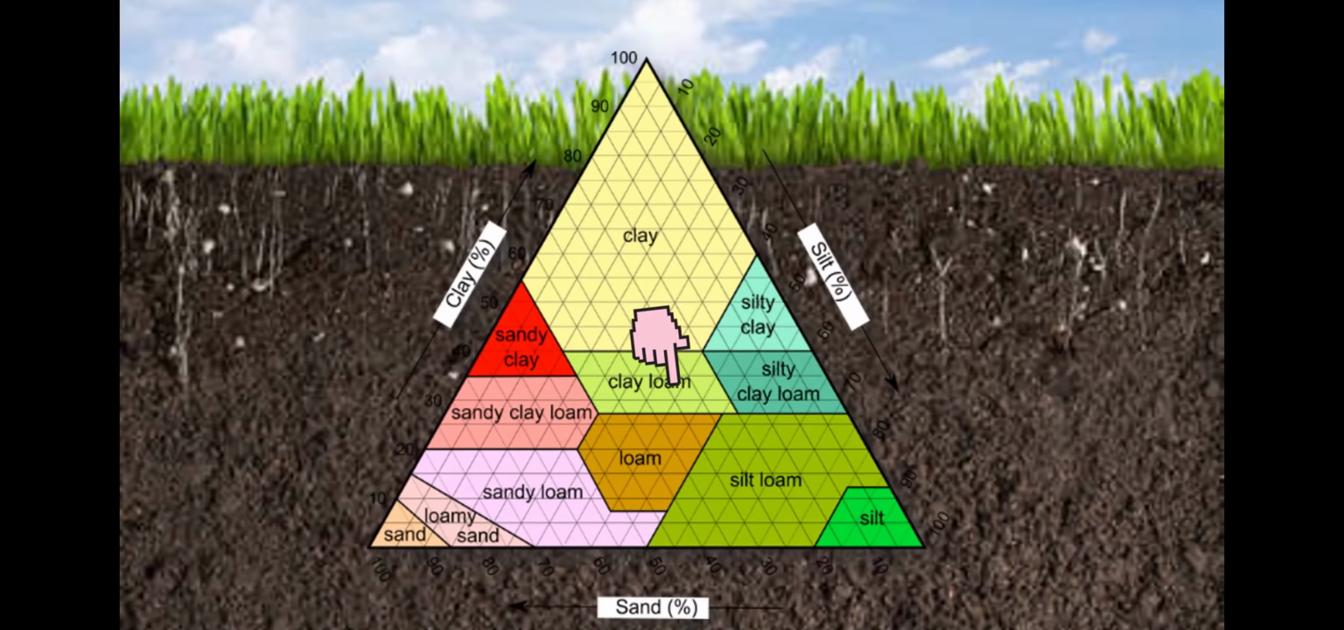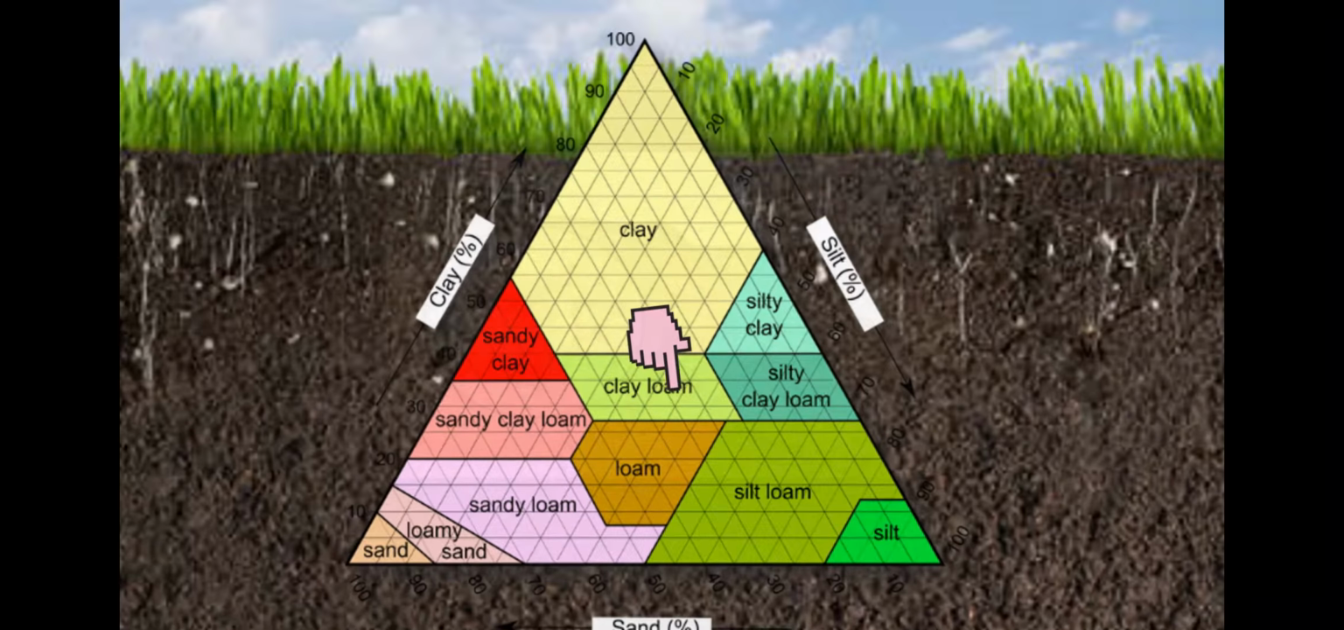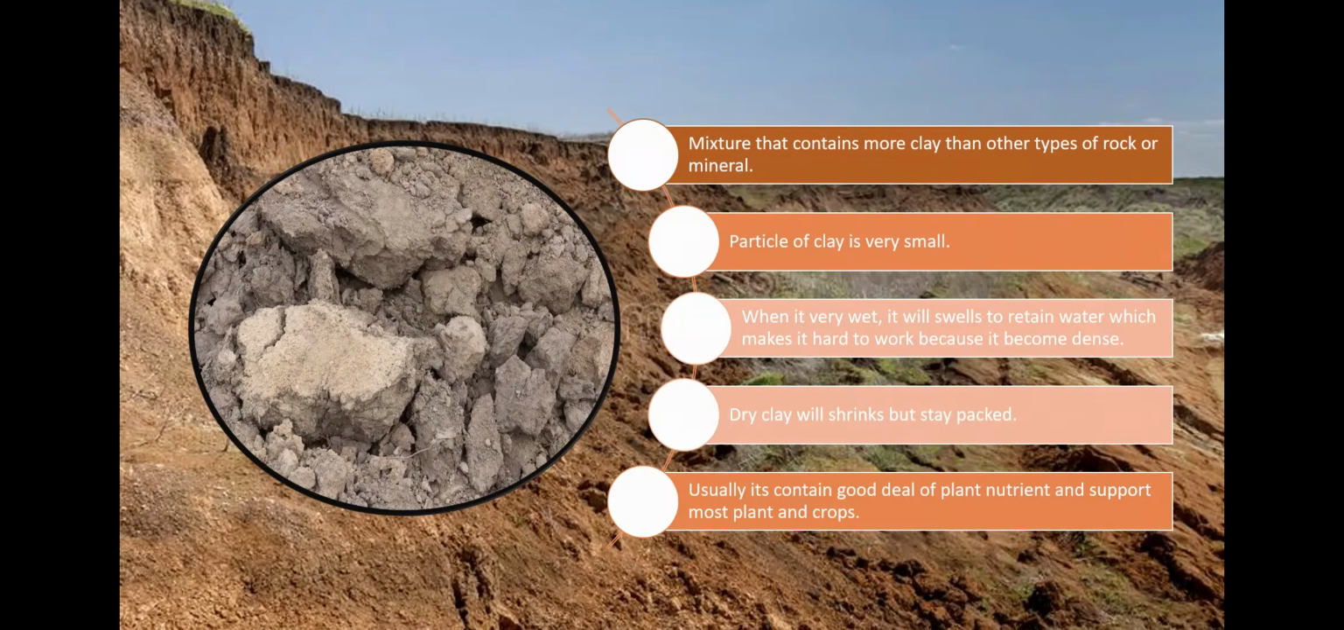The next one is clay loam. Clay loam is a mixture that contains more clay than other types of rocks or minerals. A particle of clay is very small. When it's very wet, it will swell to retain water, which makes it hard to work because it becomes dense. Dry clay will shrink but stay packed, and usually it contains a good deal of plant nutrients and supports most plants and crops.